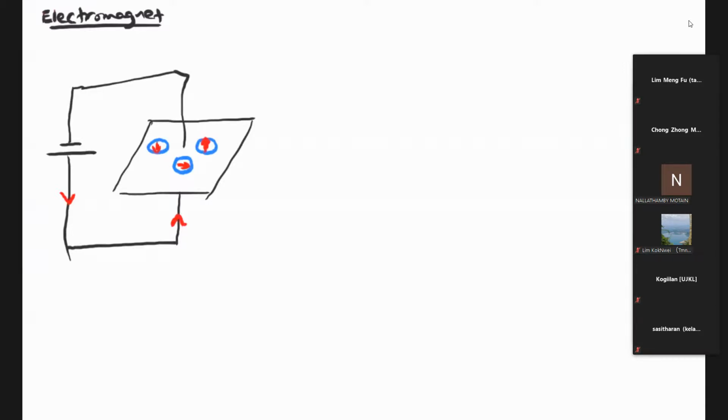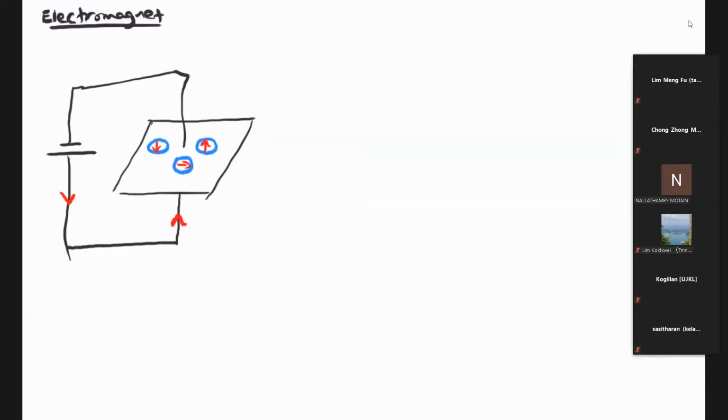Okay. Sorry, it's not clear. Okay. So here it will be downward. Here will be to the right. And then here upward.